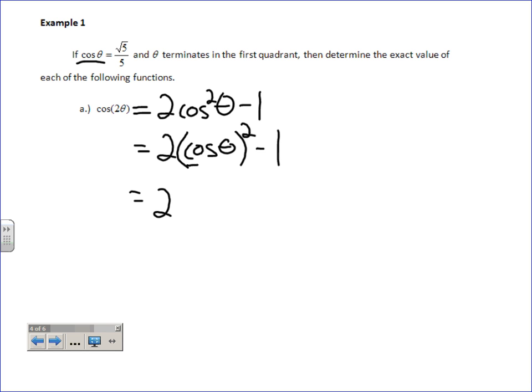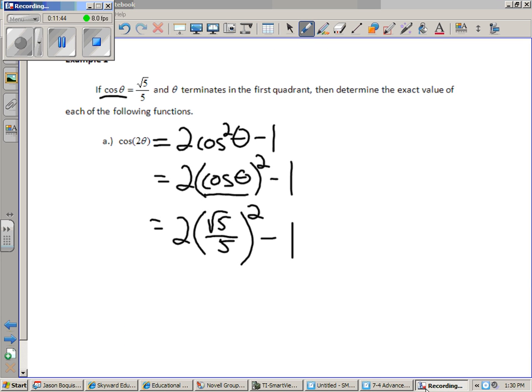So this right here, I'm going to completely replace with square root of 5 over 5. But then I'm going to do what to that square root of 5 over 5? Square it. And then what am I going to do? I'm going to subtract 1. Again, I'm looking for exact answers here. There are other ways with calculators we could do all of these problems. I'm choosing to have you do it differently.